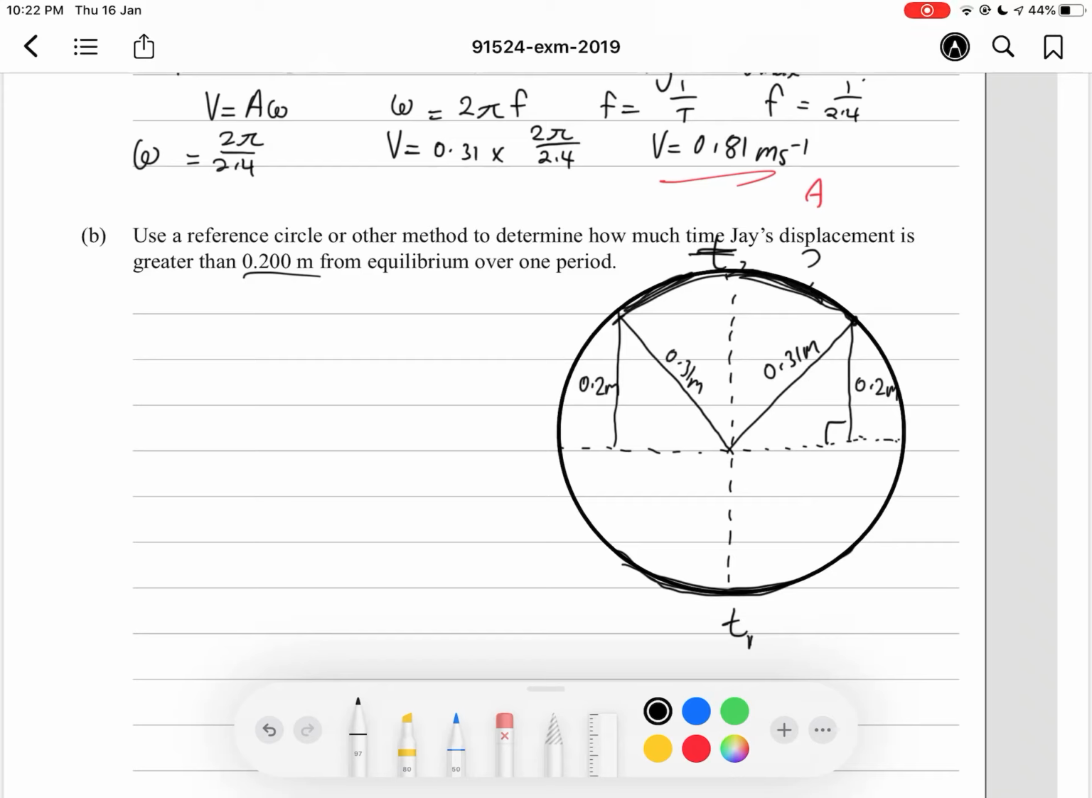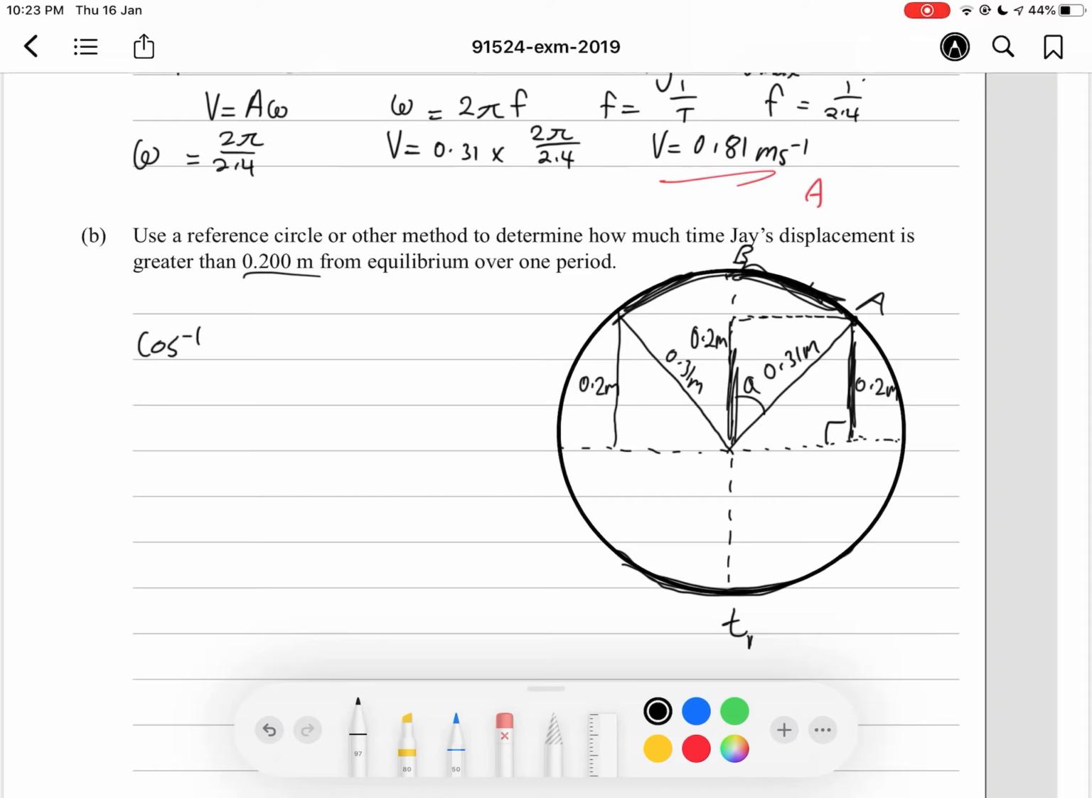Alright, so the easiest way to approach this question is to find out how long she takes from this point A to this point B and then multiply it by 4. In order to do this, we can draw another right angle triangle, the exact same. If this is 0.31 meters, and this length here is equal to this length here, then this length is 0.2 meters. And we're trying to find this angle theta, which is in radians.